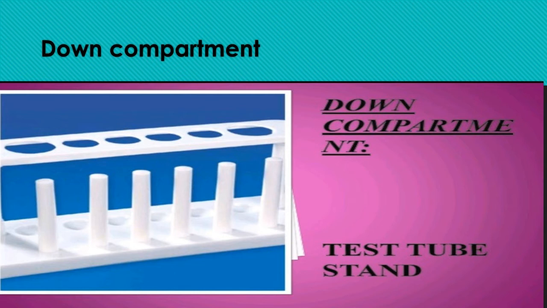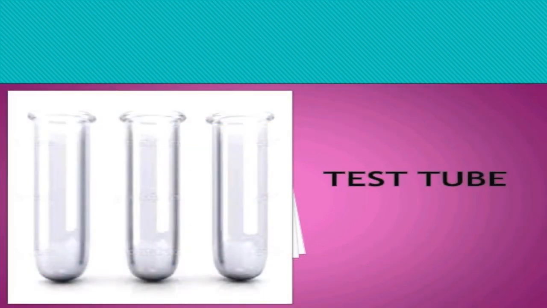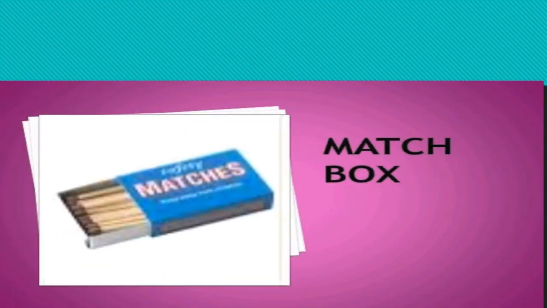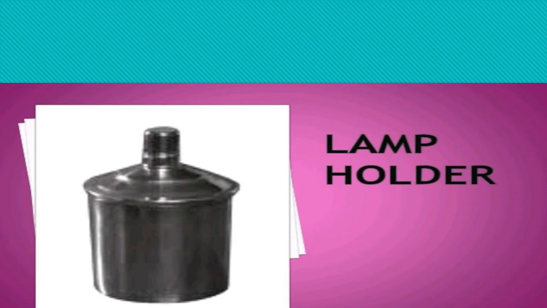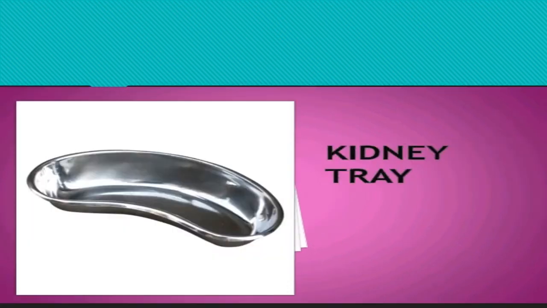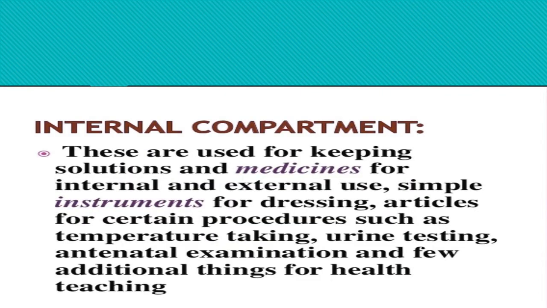So test tube stand, test tubes, test tube holder, matchbox, spirit lamp, specimen bottle, kidney tray. So these are the things required for urine analysis, so these articles will be kept in the down compartment. Now come to the internal compartment.